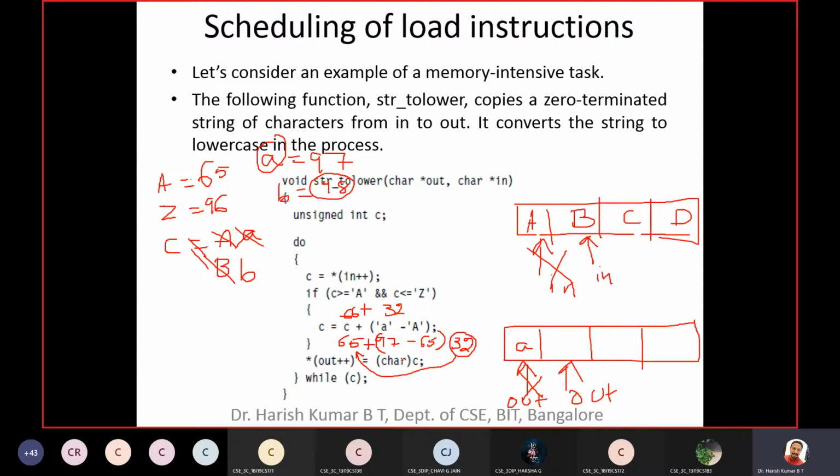So character C, I'm assigning it to this memory location. So hope people are able to understand. Yes, sir. Okay.